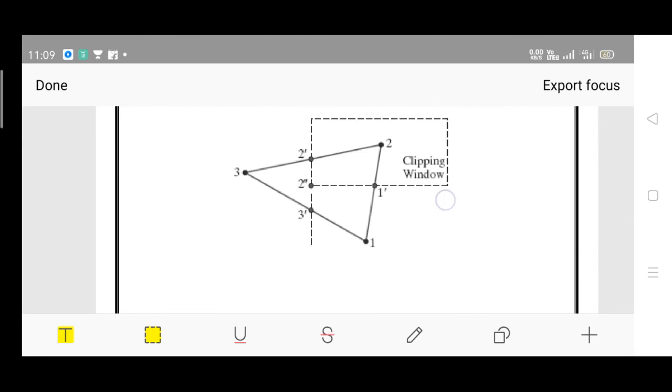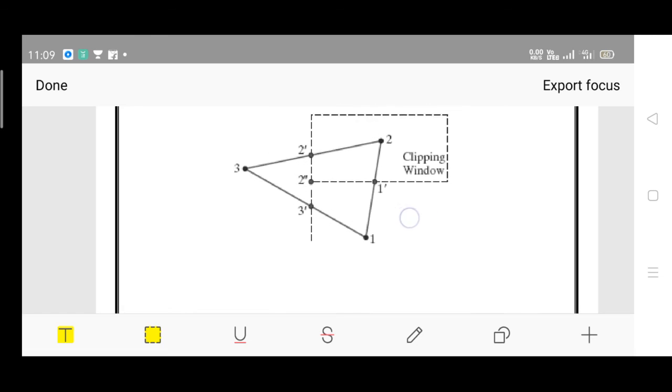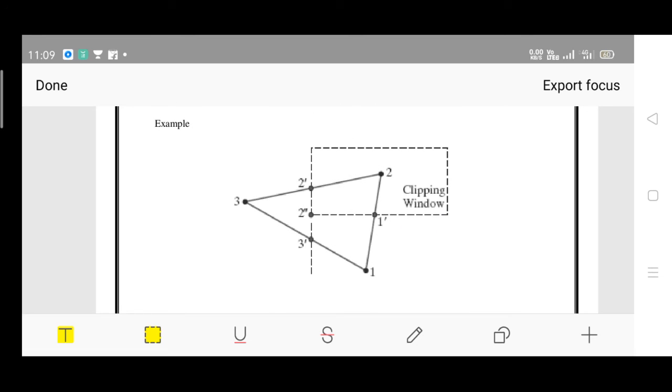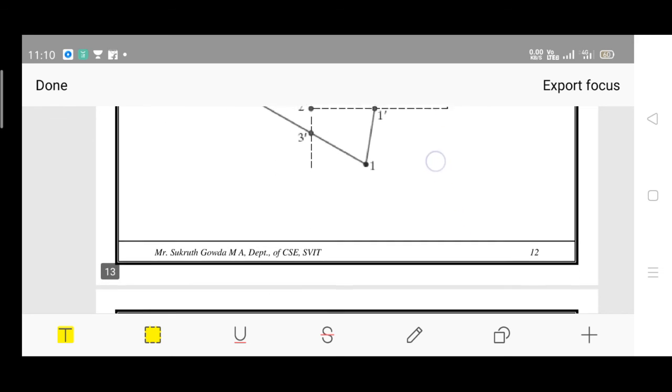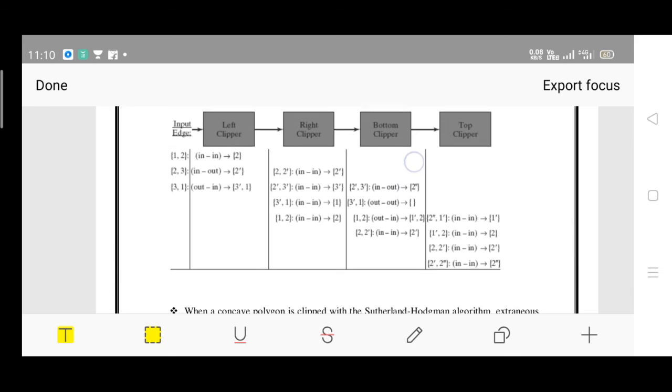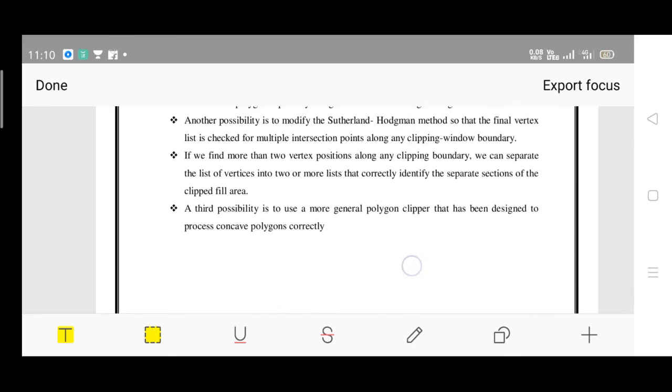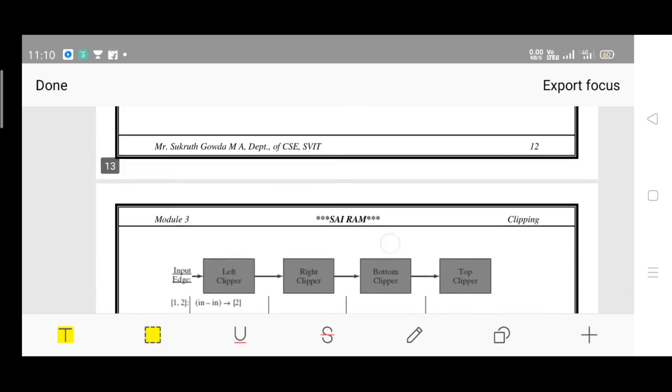One more example is given here, where one endpoint is completely inside the clipping window and 2 endpoints, 1 and 3, are kept outside. So just go through this example. Just go through the clipping stages and all. Let us continue our discussion in the next video.